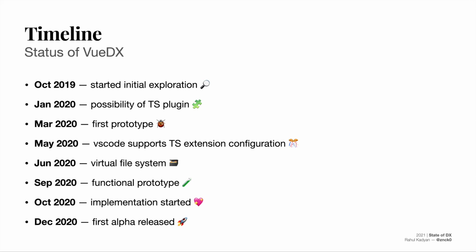So while solving that island, I found the virtual file system works best. The Vue file was exploded into files for each block, and added to the TypeScript program to provide type checking and completion information from that. I got a functional prototype in September that worked well for completions and simple type checks in template. It was promising, so I started working on the initial implementation.